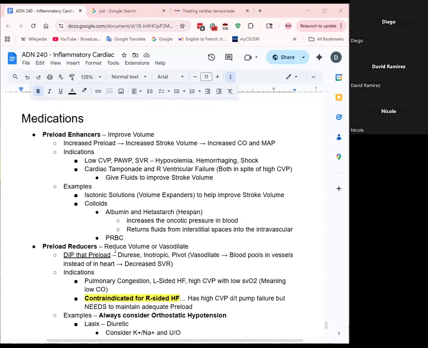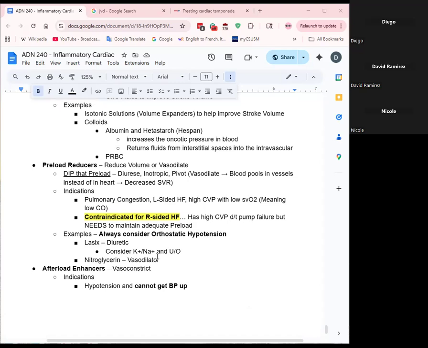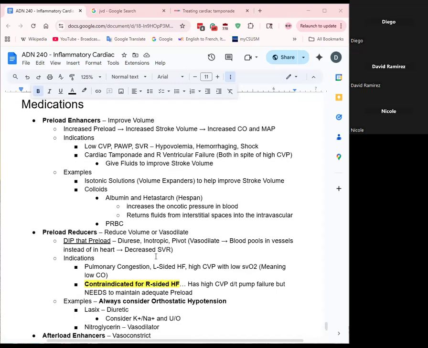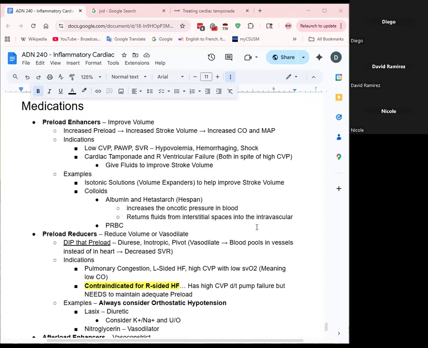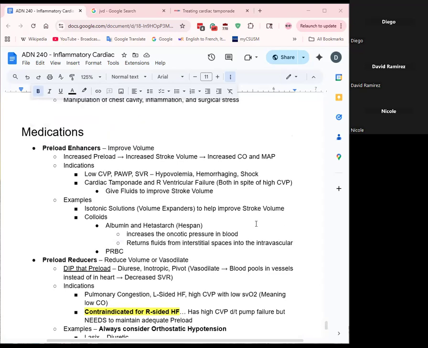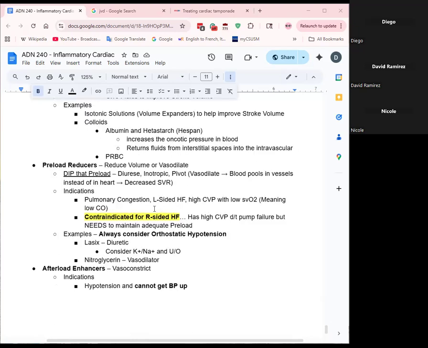Okay, and then over here I have a list of some medications for all your stuff here. Preload enhancers are going to improve your volume. That includes things like fluids and albumin, which help get stuff back in circulation. Preload reducers are things to reduce the pressure that's built up, like your diuretics, so they're decreasing your CVP.